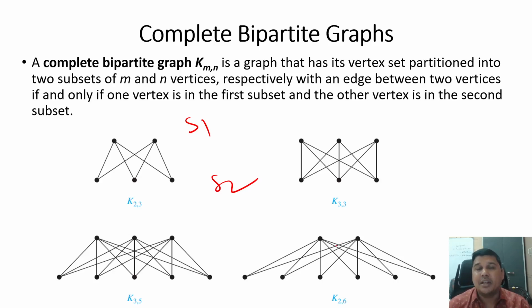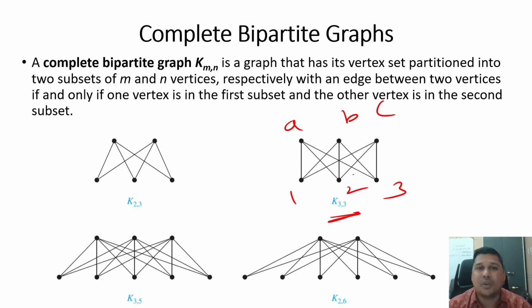Complete bipartite means if set 1 contains 2 vertices and set 2 contains 3 vertices, then from these 2 vertices there should be an edge to all the other 3. You see an example of K33 from A, B, C and 1, 2, 3. Some names I have given for the vertices.